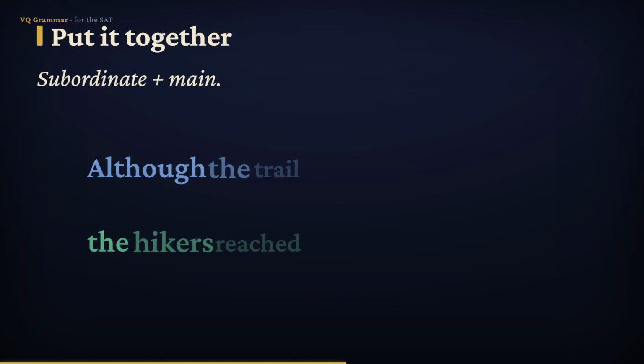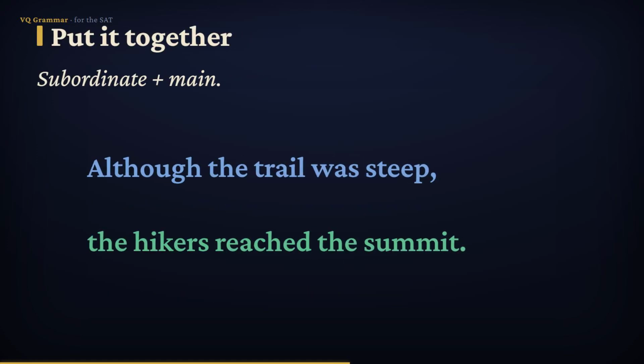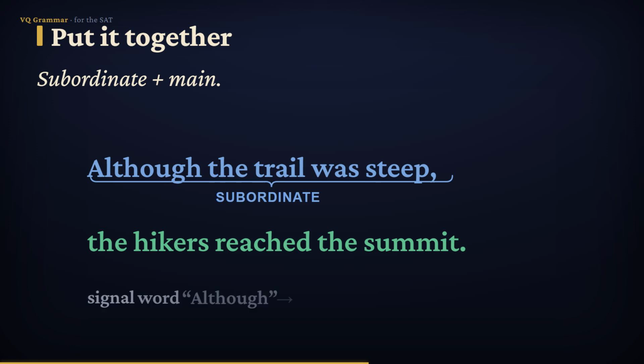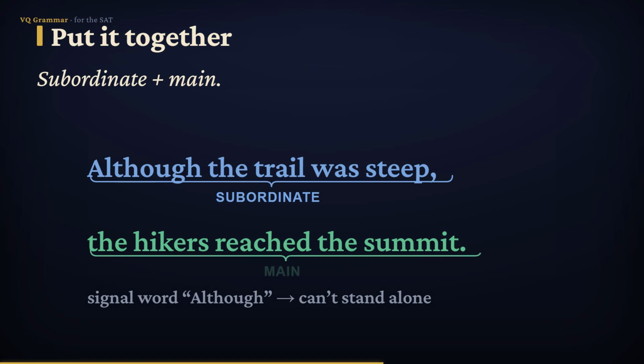Let's put it together. Although the trail was steep, the hikers reached the summit. The first part, although the trail was steep, is a subordinate clause. It has a subject and verb. But the signal word although means it can't stand alone. The second part, the hikers reached the summit, is the main clause, a complete thought that stands on its own. Subordinate plus main joined into one sentence.